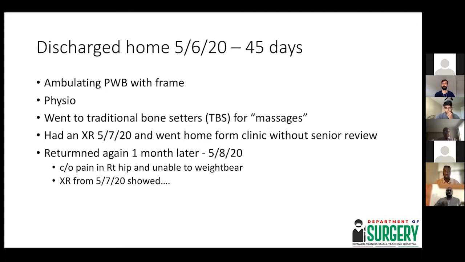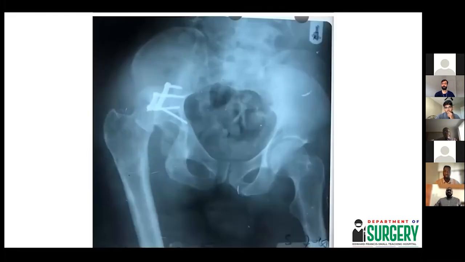With the x-ray from July, complaining of pain in the right hip and being unable to weight bear. And when we reviewed the x-ray he'd had a month prior, this was what we were confronted with. So he had dislocated again, and that was obviously a source of his issues.